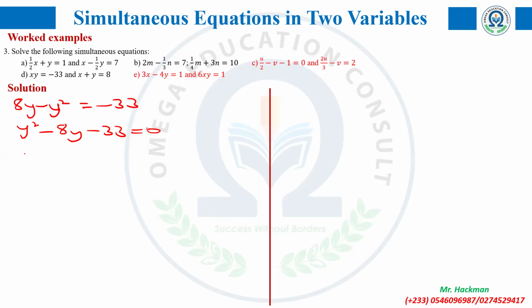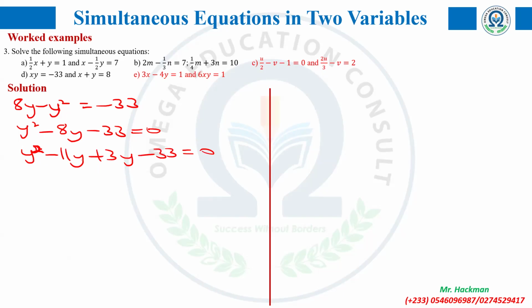Yes, sir. Okay, so at this point, we are going to get y squared. You use your factor pair to split this, and we said it will be minus 11y, then plus 3y, then minus 33 is equal to 0. We now come and factorize by grouping.